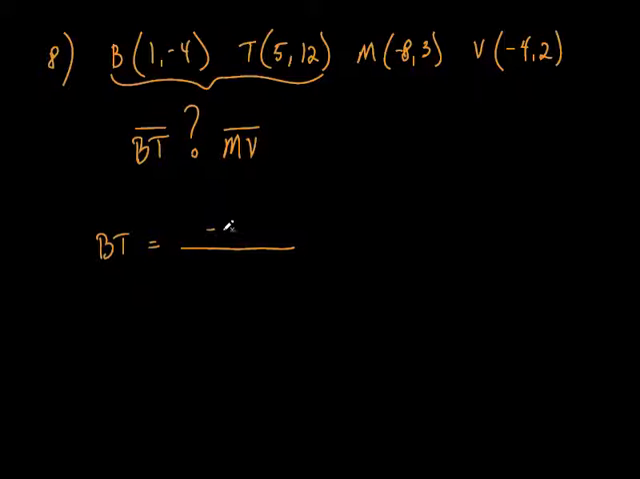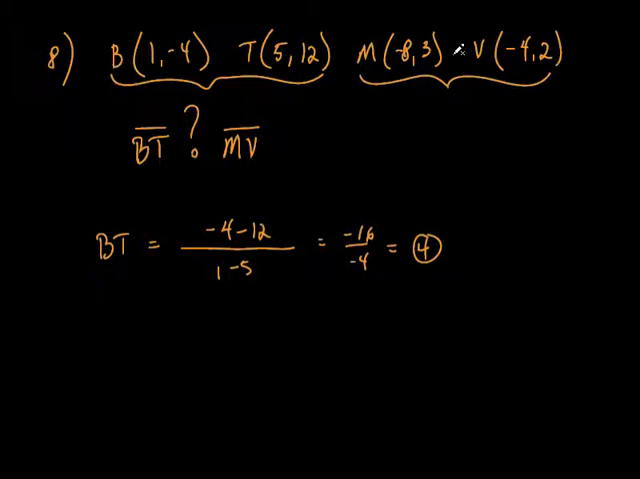It's negative 4 minus 12. That's the change in y. The change in x is 1 minus 5. That's negative 16 over negative 4, which is positive 4. So the slope of BT is positive 4. Let's compare that against MV. So now we're going to take MV and find the slope of MV. Change in y, so it's 3 minus 2. Change in x is negative 8 minus a negative 4, which is plus 4. And what's that? That's 1 over negative 4.